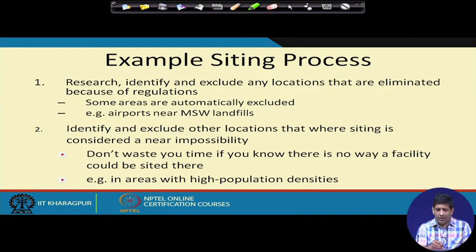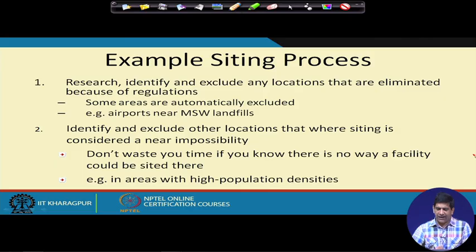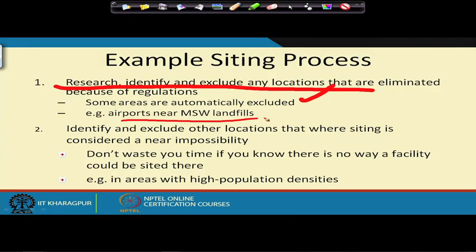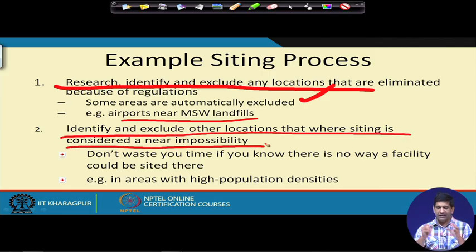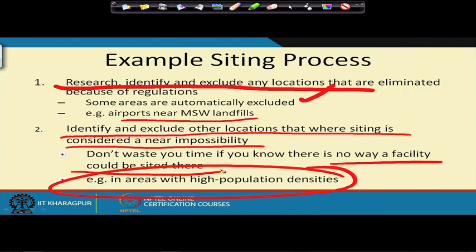So you research, identify and exclude any location that is eliminated because of regulation, because some will be automatically excluded. For example, we cannot have an MSW landfill near an airport, so that is already excluded. Then identify and exclude other locations where siting is nearly impossible, for example areas with high population density. Although it may meet the requirements, there is no way a facility could be sited there. So rather than wasting your time and pretending that the problem is not there, let's face the problem and say, okay, we will not go to this side. Let's try to choose from whatever is left.